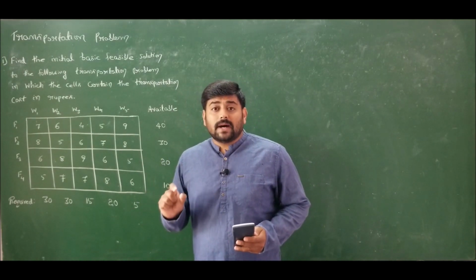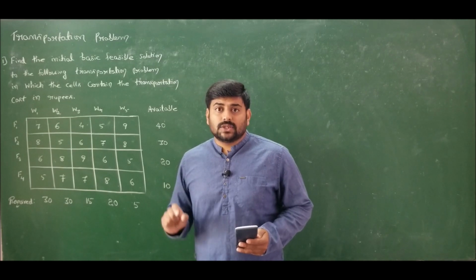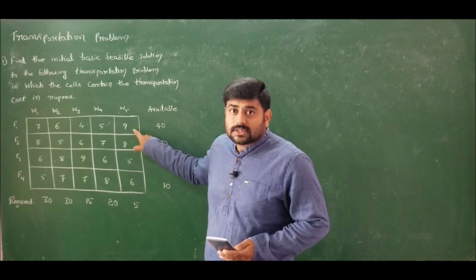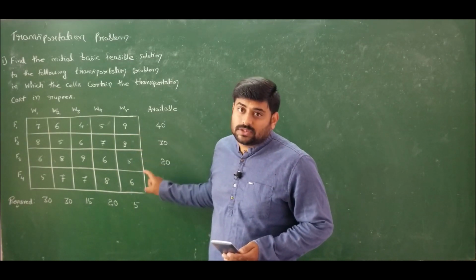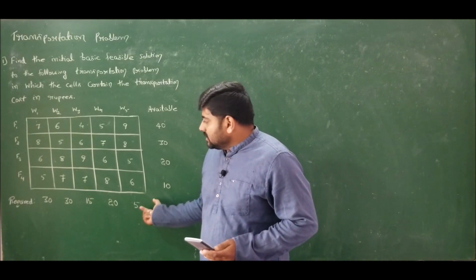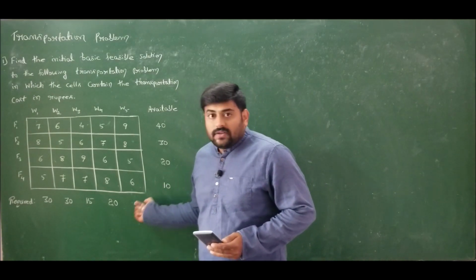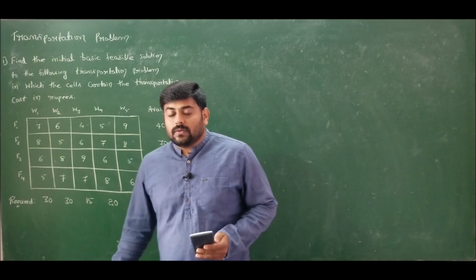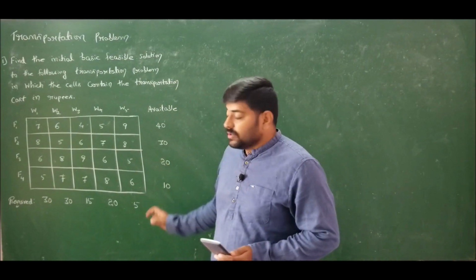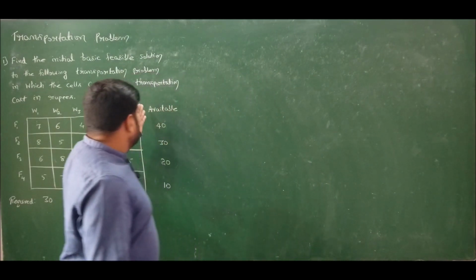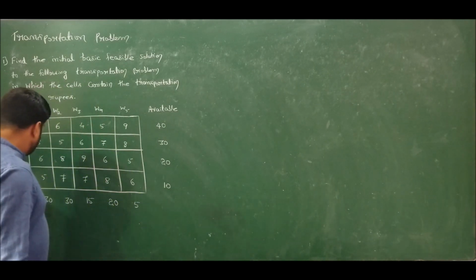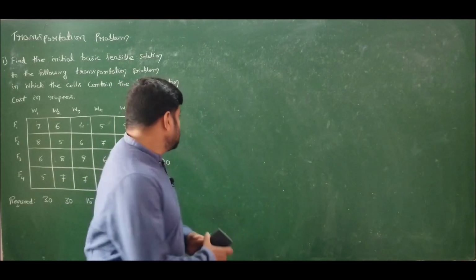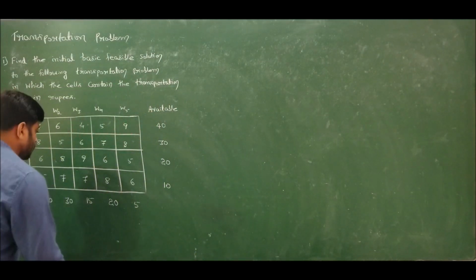If it had been an unbalanced transportation problem, then in such cases you should add a dummy row or dummy column. The unit transportation cost of a dummy row or dummy column is 0, 0, 0, and you add the deficient demand or deficient supply appropriately, such that supply is equal to demand. Whereas in this case the availability is 100 and demand is also 100, so this is a balanced transportation problem. Since it is balanced, we can go for the solution.